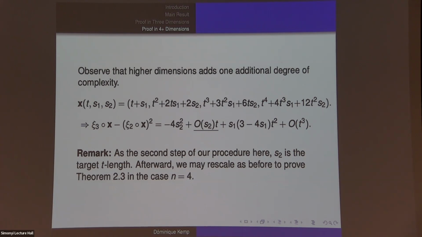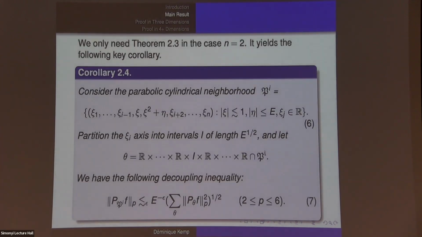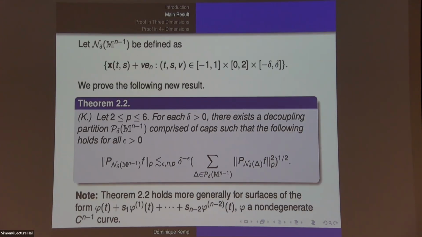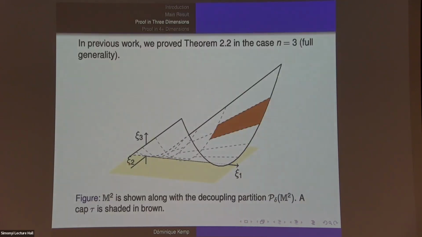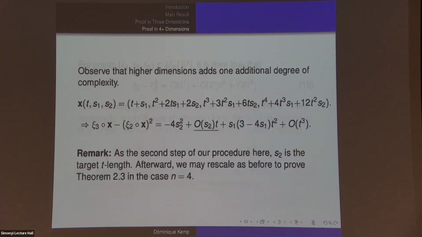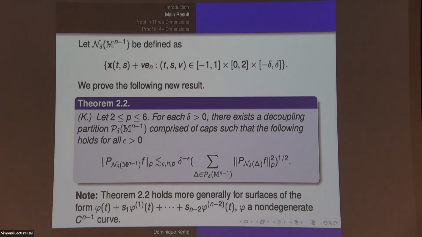Prove theorem 2.3 in the case of 4 dimensions. So maybe you can go back to theorem 2.3. I can't remember what you're proving anymore. So you're proving... I think I may have meant theorem 2.2. Sorry, let me just go back to this slide. Yes, I meant theorem 2.2. And that is here.